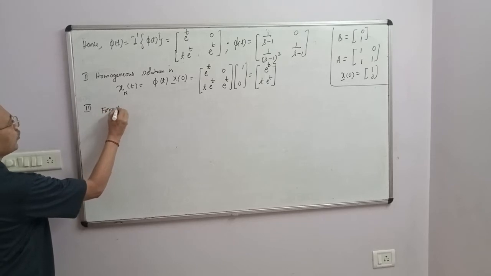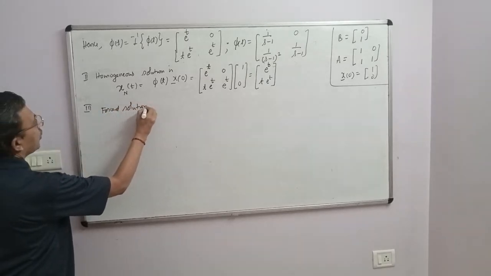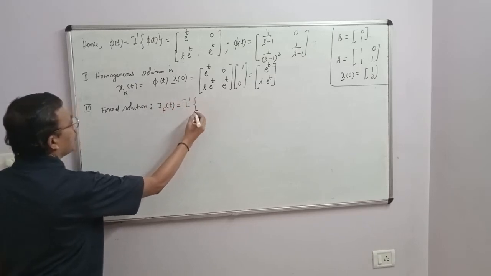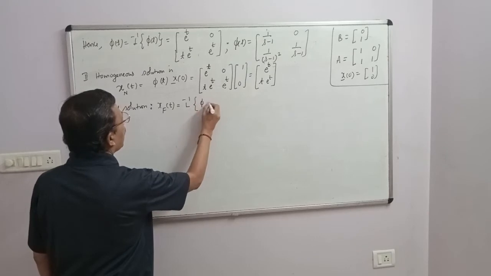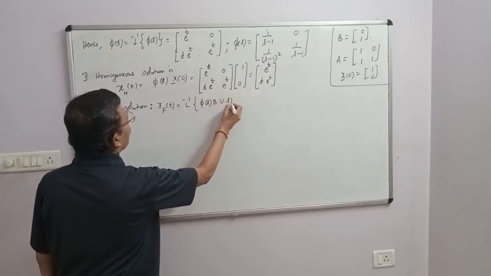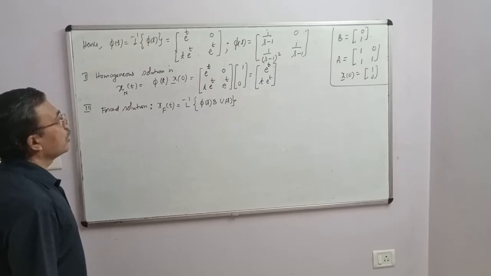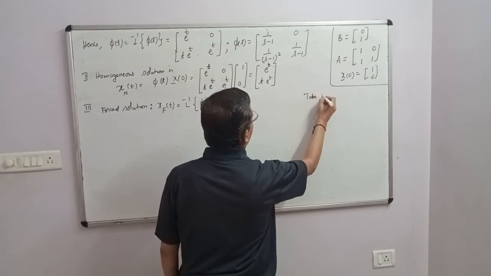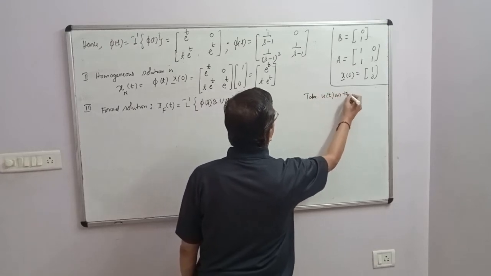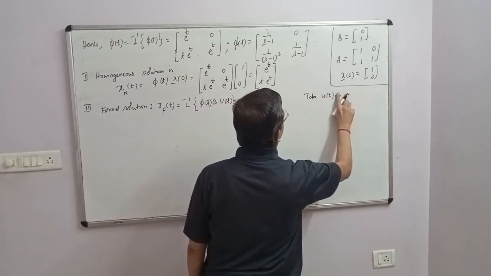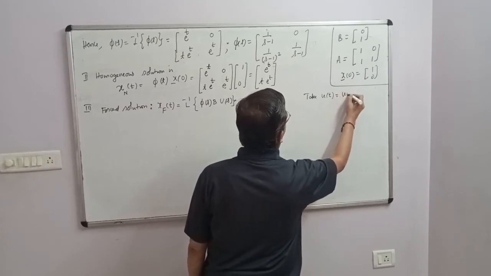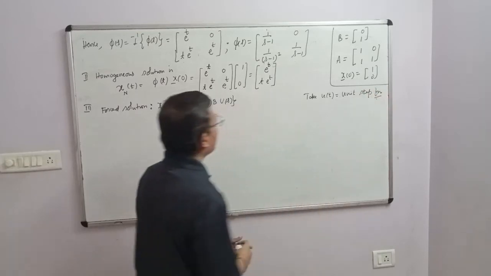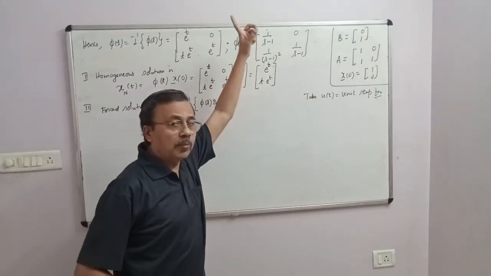Fourth solution is what? x f of t is equal to Laplace inverse of phi of s into b into u of s. In the problem statement, you add: take u of t is equal to unit step function. This statement to add in the problem statement.